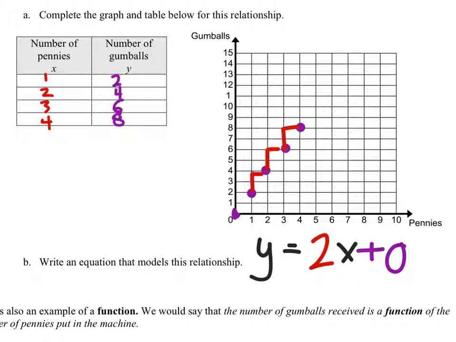Just out of curiosity, for these, would we connect the points? That's just determining if it's a function or not. It is a function, but that doesn't determine if we connect the points or not. No, because you can't have half a gumball. The machine is not spitting out half gumballs. Therefore, you either have a gumball or you do not. We would not connect the points, because you can't have half a gumball.